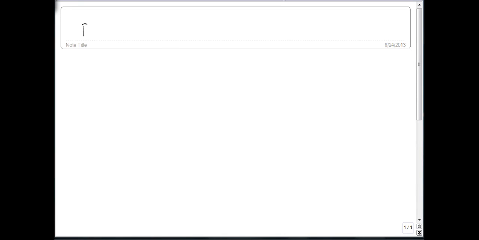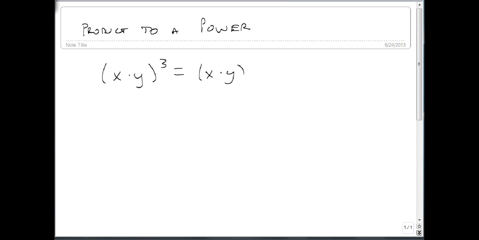What if we raise a product to a power? And you want to be very, very careful about this one, because a product to a power is different than a sum to a power. So what we're talking about now is, what if we take x times y and raise that to the third power? Well, that's the same as x times y times x times y times x times y.